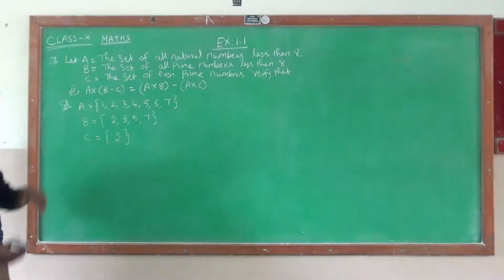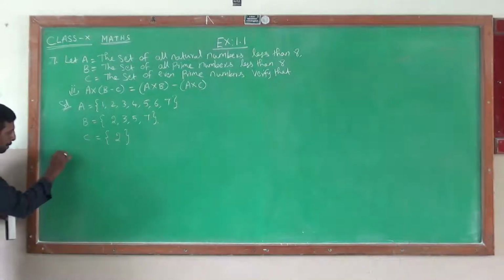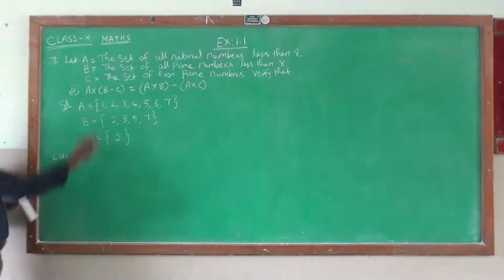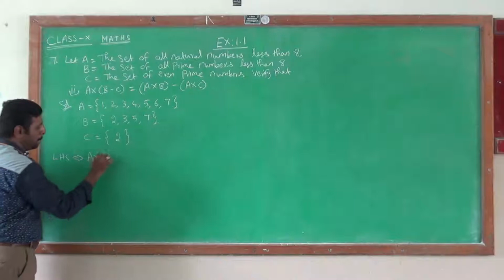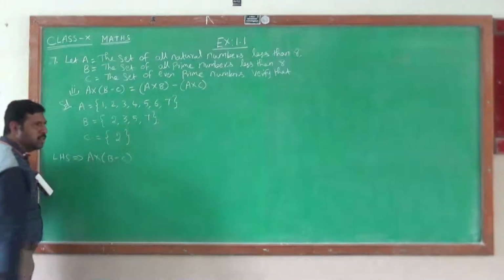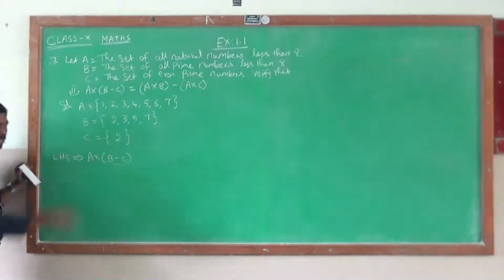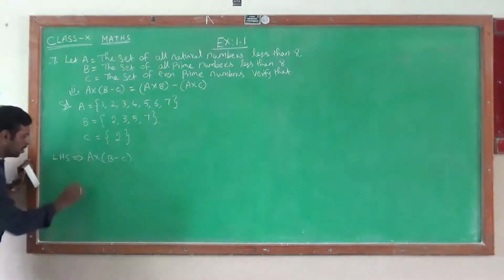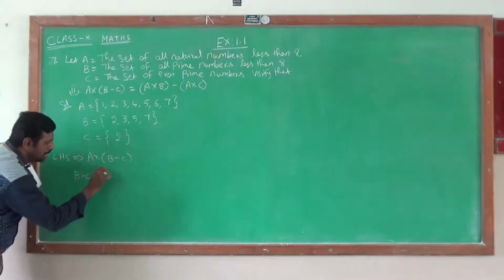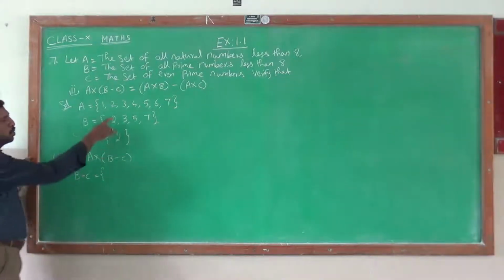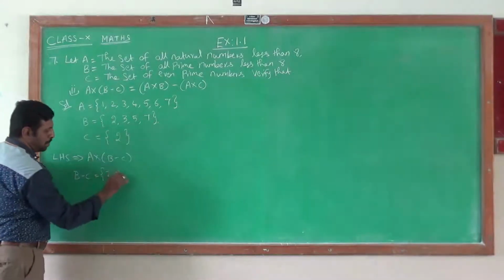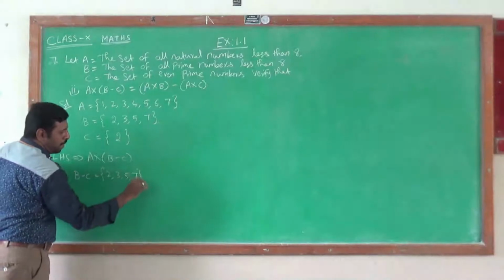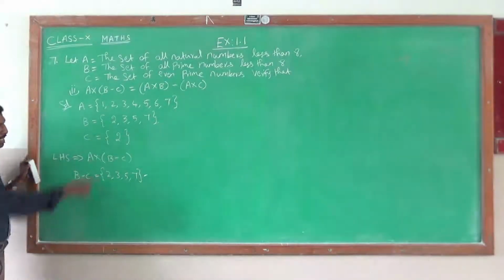Now we want to find out the LHS set. The LHS set is A cross of B minus C. First we want to find out what is inside the bracket, that is, B minus C is the term. So B minus C is the set. The set B is equal to 2, 3, 5, 7 minus the set C.